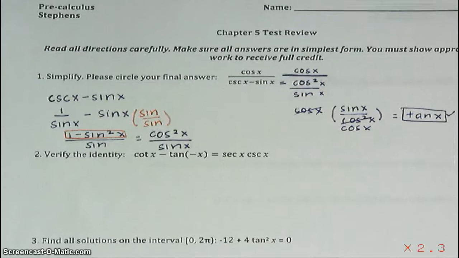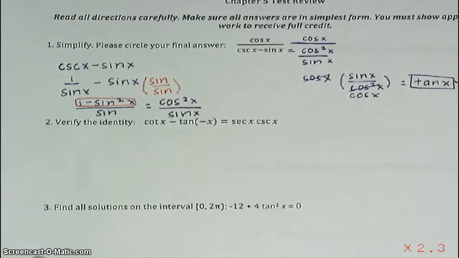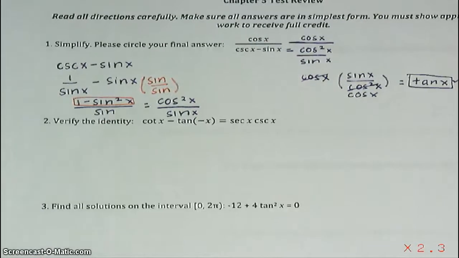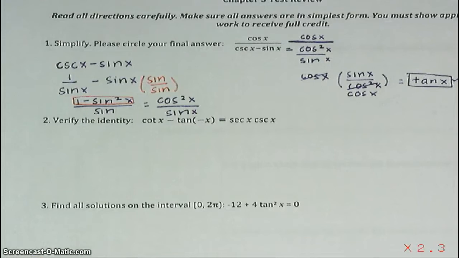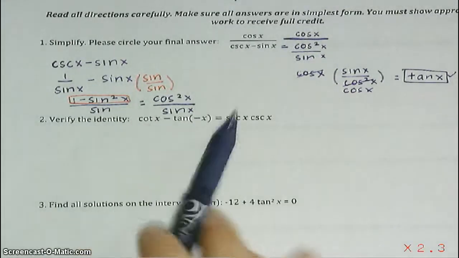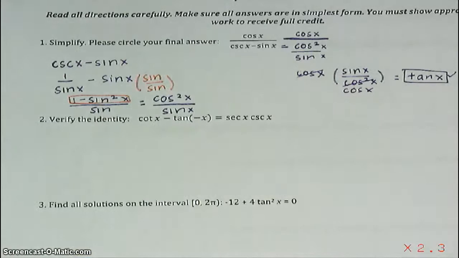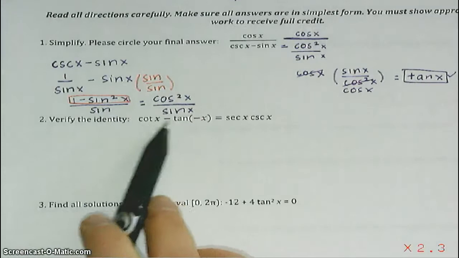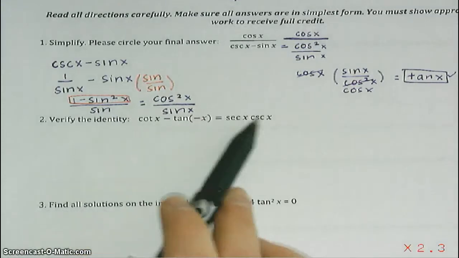The next problem is number 2. We are also using the trig identities. This time we're going to use them to verify the identity that's listed, pretty much show that this side is equal to that side. What I would do to get started is pick a side to work with. I think it's easier to go from addition and subtraction to multiplication.